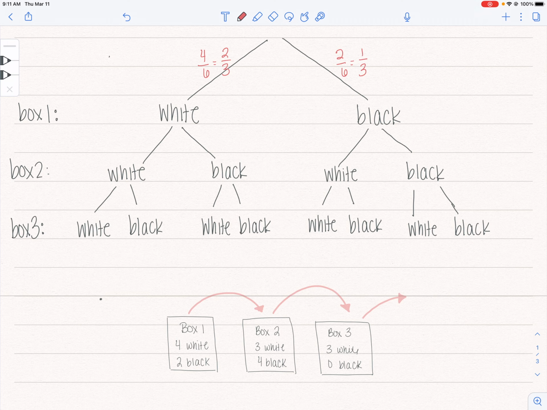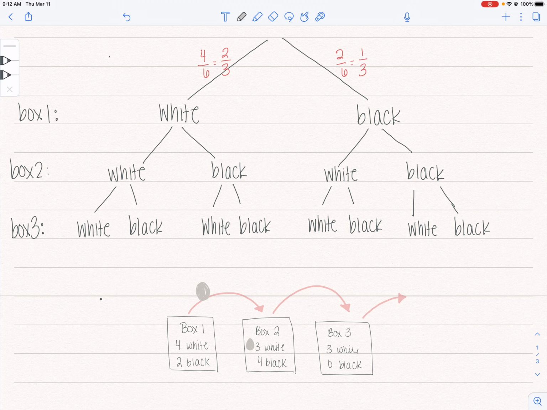Now here's where it gets a little difficult. I am assuming, so I'm going to do this side first, I'm assuming that I've drawn a white ball. So what that means, I'll just do gray, is I'm assuming that when I drew a ball out of box 1, it was white. And so I have put that extra white ball into box 2.